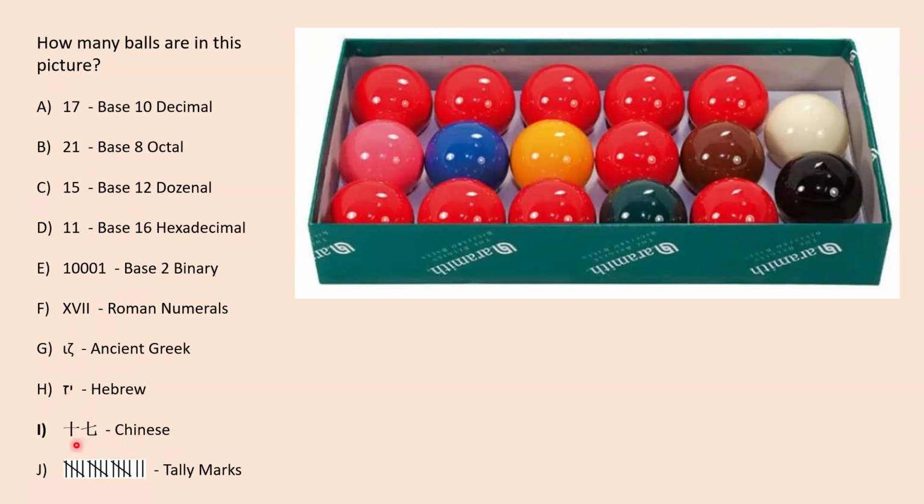Chinese, this is how they write Chinese. That is 10, and that's a 7. So there's 17. Tally marks, this we understand as children as well, how to count 5, 5, 5, and 2. But all of these answers are correct for how many balls are in this box.